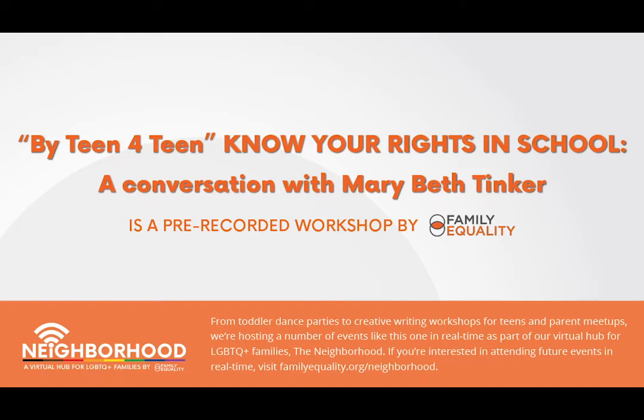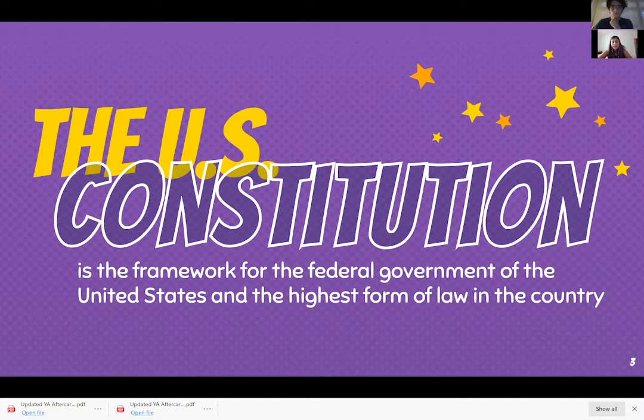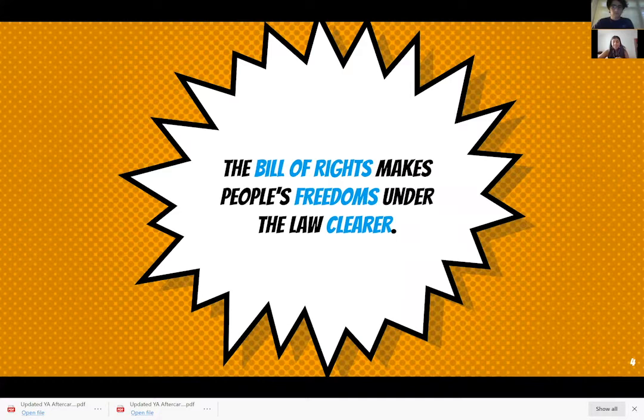The U.S. Constitution is the framework for the federal government of the United States. It's the highest form of law in the country, and it basically helps us know what we can and can't do in our country as things change. The Bill of Rights was made so that people know their individual rights, other than states' rights, which in the U.S. Constitution have a lot of power.